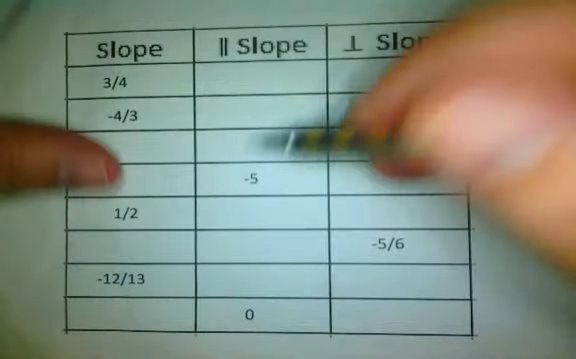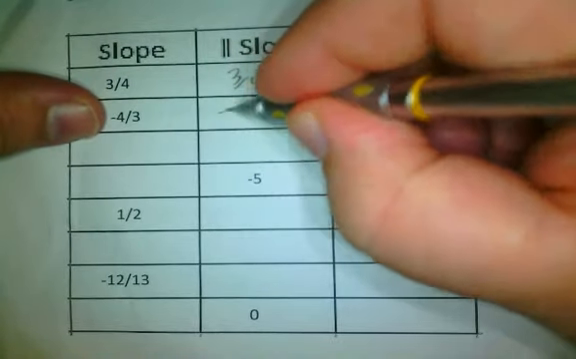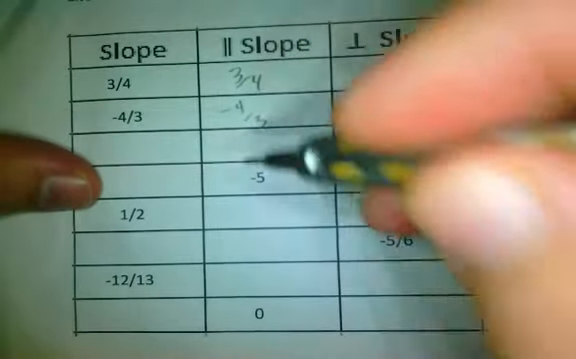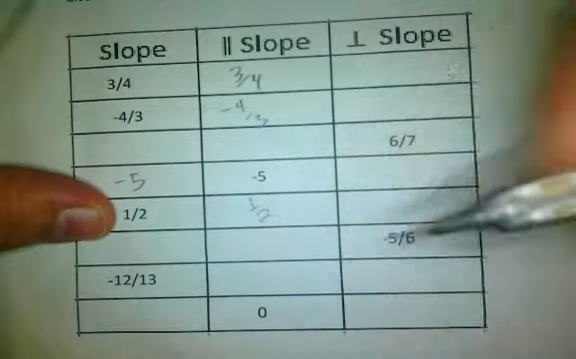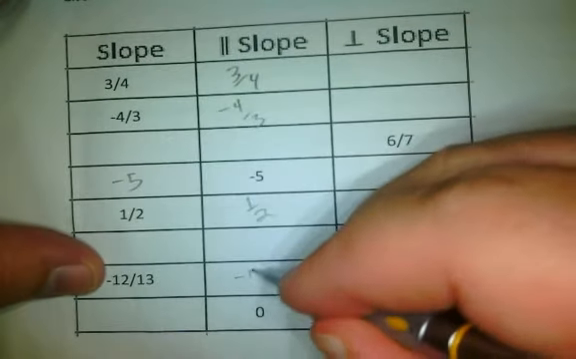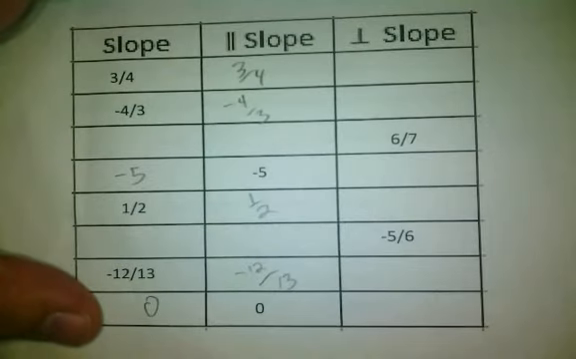So, man, I can fill most of these first two columns out real quick, because if that's 3/4, so is this. And if that's negative 4/3, so is this. And if that's negative 5, so is this. And if that's 1/2, so is this. And if that's negative 12/13, this is negative 12/13. And if that's 0, so is that.